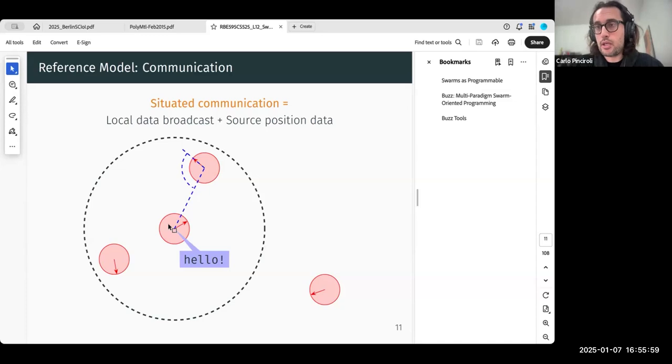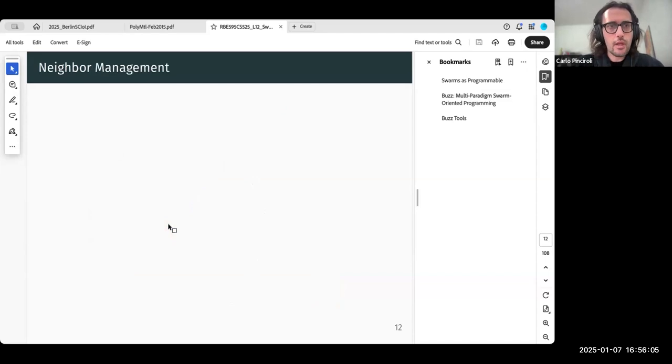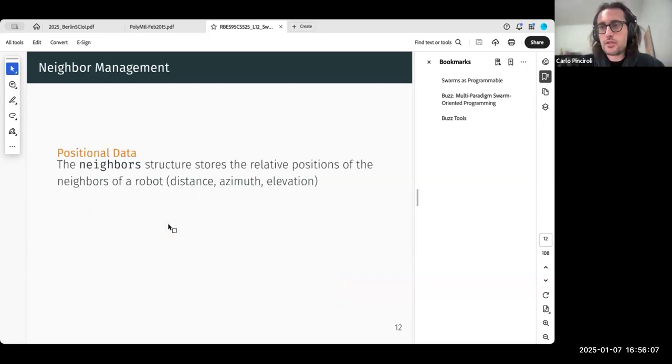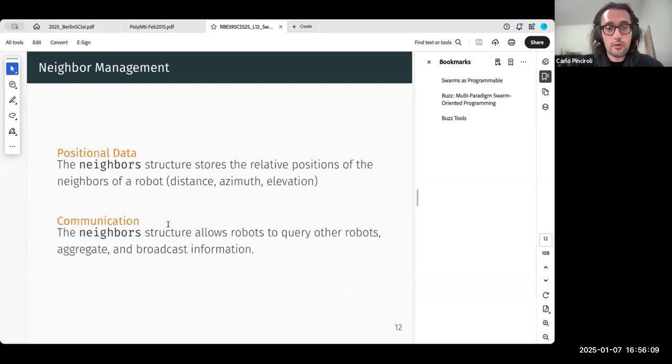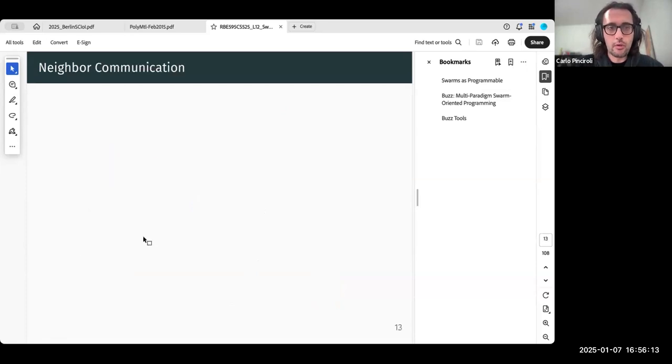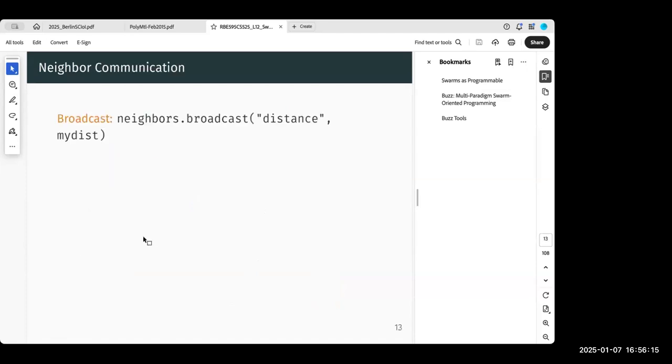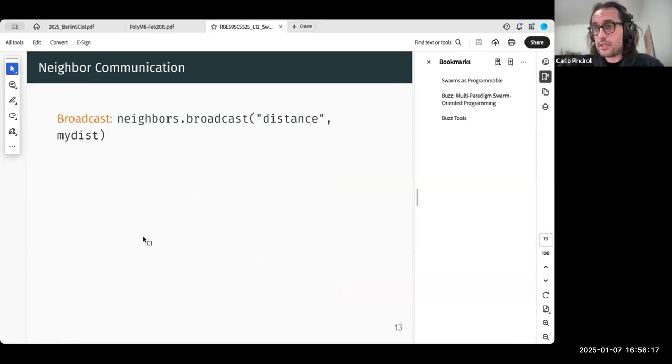This is called situated communication. If you do this, you can do flocking, you can do foraging, you can do basically everything. So we have a data structure and a primitive called neighbors that allows us to do both managing positional data and communication. So for example, we can easily program things like a gradient.